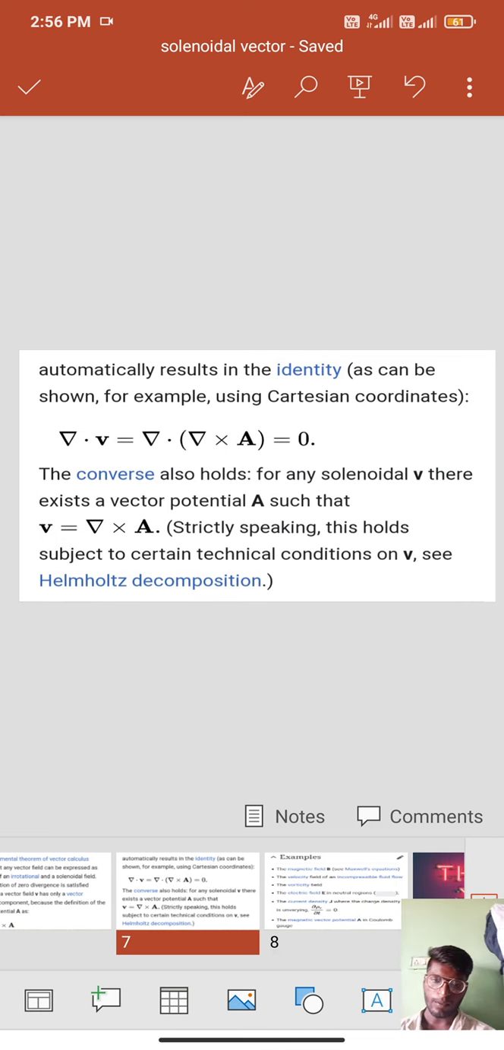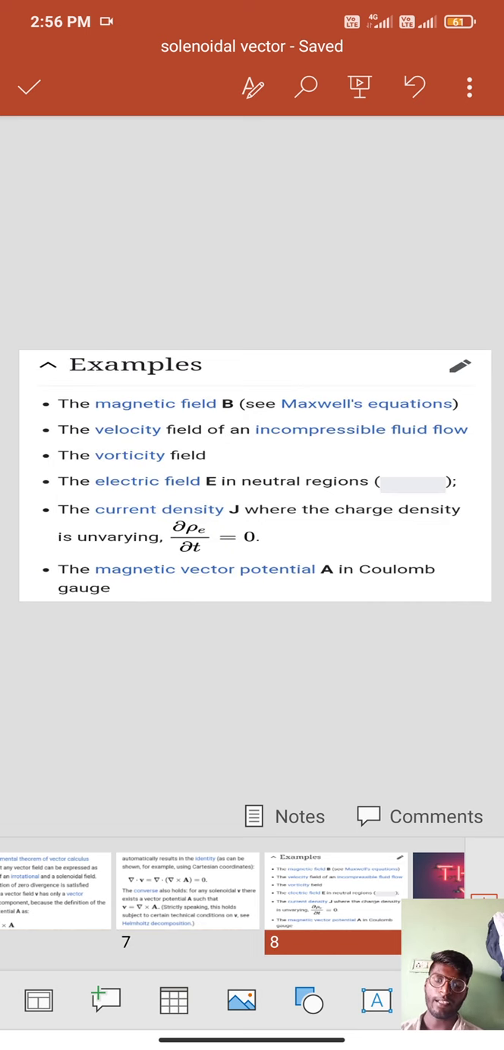Examples of solenoidal vector fields are the magnetic field in Maxwell's equations, the velocity field of an incompressible fluid flow, the vorticity field, the electric field E in a neutral region, the current density J where the charge density is unvarying, that is, its derivative with respect to time equals 0, and the magnetic vector potential A in the Coulomb gauge.